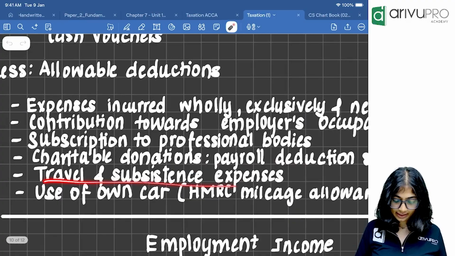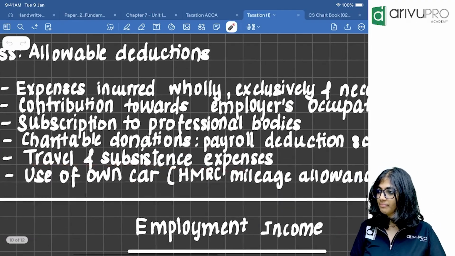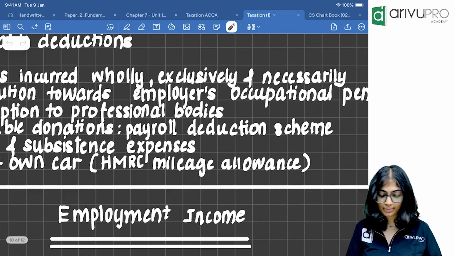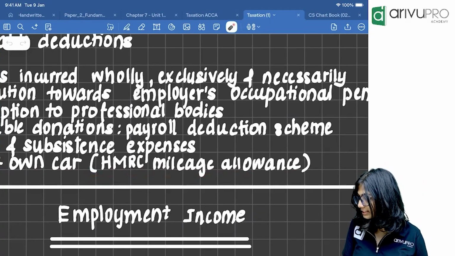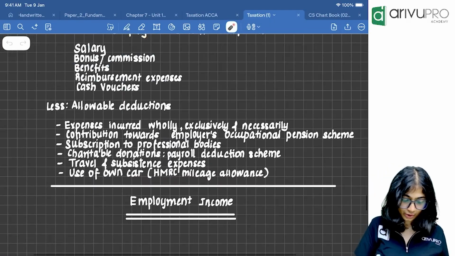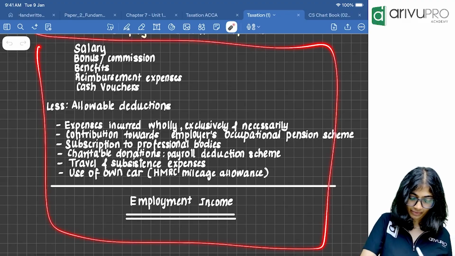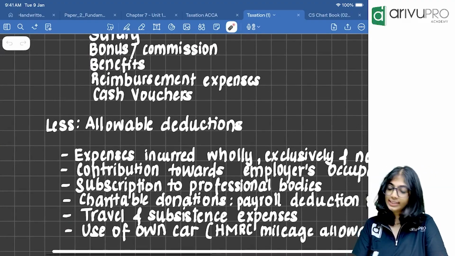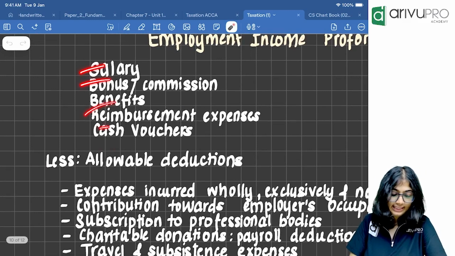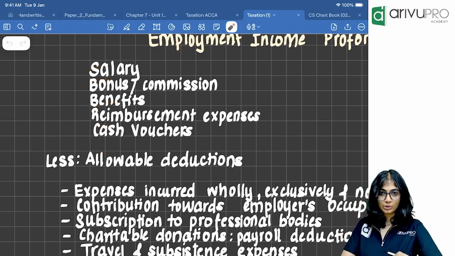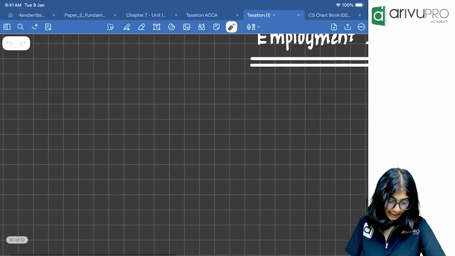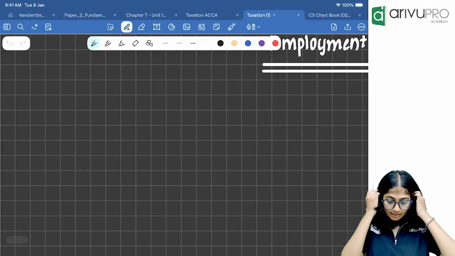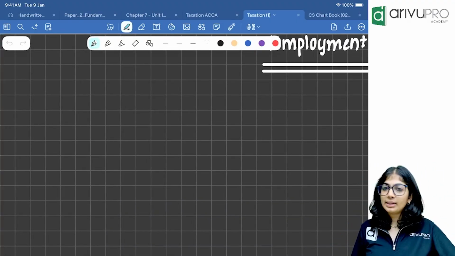Then you have travel and subsistence expenses, right? And when you use your own car, you will use your HMRC mileage allowance, which will be given in the exam. All of this concludes your employment income. The reason why this chapter is really big is because we look at each of these elements in detail. Each of these elements has its own rules. Then shall we start? We'll start with salary, right? We'll start with income, the primary income that you're getting.